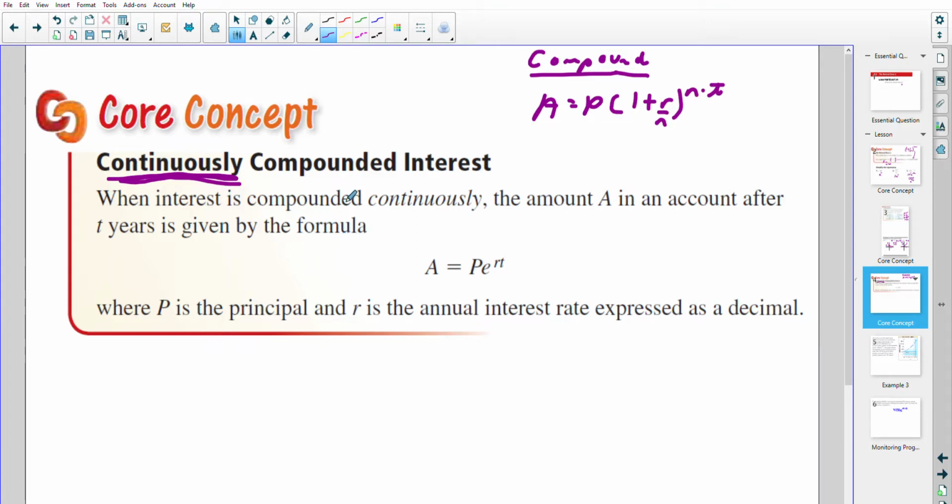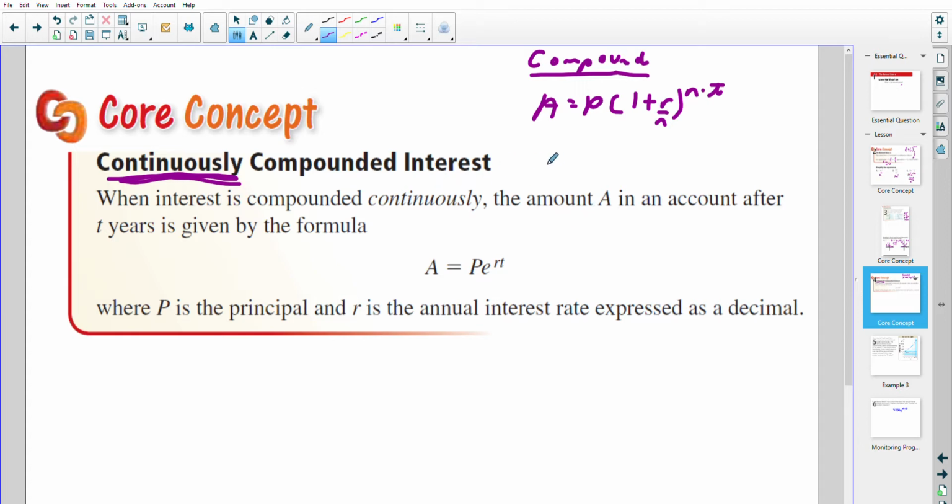Second part of 6.2, the number e, talks about continuously compounded interest. Previously, we've had compound interest, which is A equals the beginning amount times one plus the rate divided by the number of times compounded in a year, to the power of the number of times compounded times the time.